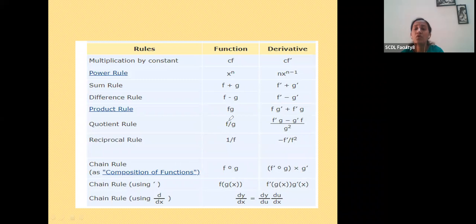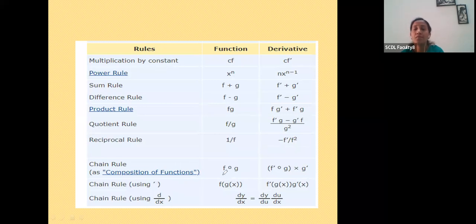Now in this, first of all we use the derivative of the first term, and the second term remains constant, like f upon g. So derivative of f times g, minus derivative of g times f, upon g square, the denominator square. Now the reciprocal rule, 1 upon f: minus f dash upon f square.